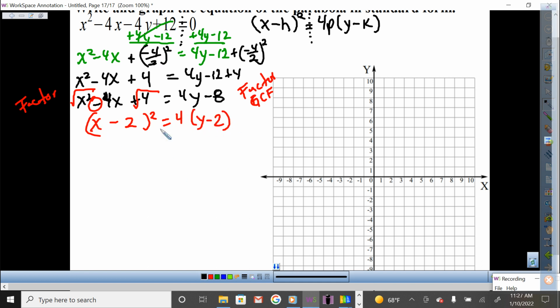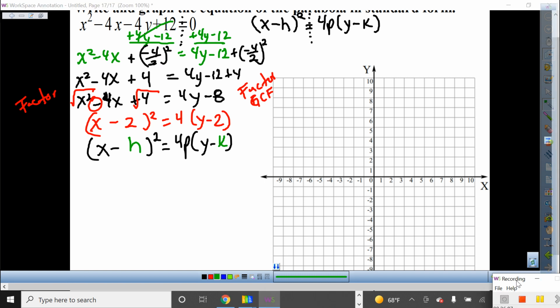Now check this out. Is this our standard form equation? Let's find out. Does that look like that? Yes. Copy that, please. All right, so the first part is done. We already rewrote this equation in standard form. Here it is in red. This is our standard form equation of the parabola.